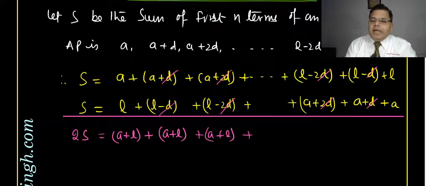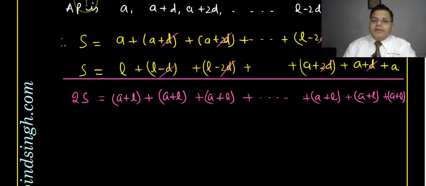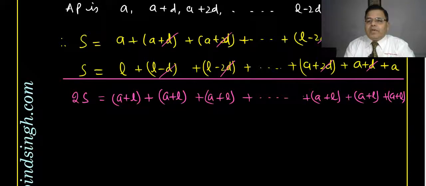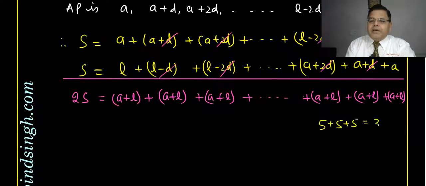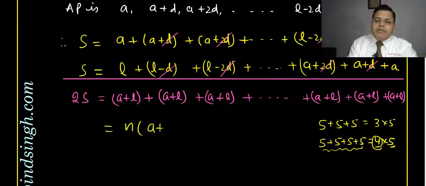And how many terms are there? n terms, right? A plus L up to A plus L, that is n times A plus L. If someone has to add 5 plus 5 plus 5, three times, then what would be the sum? 15. And that sum is also recognized as 3 times 5. Similarly, 5 plus 5 plus 5 plus 5 is 4 times 5, 4 into 5. Since there are n terms, it can be described as n times A plus L.